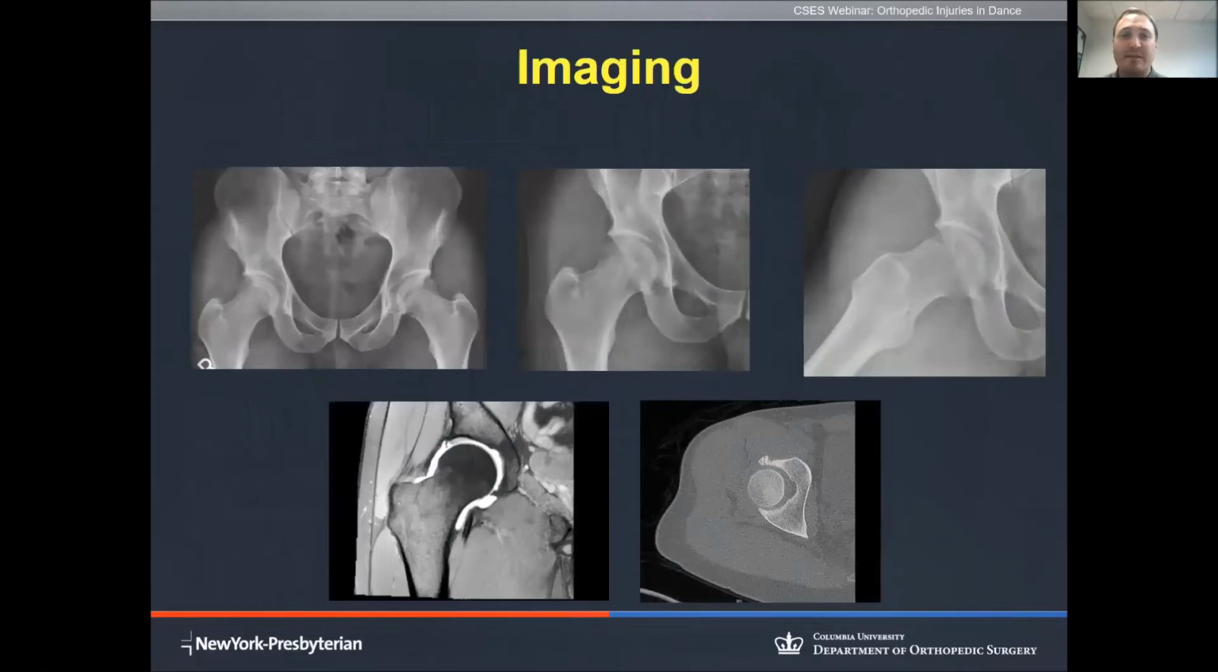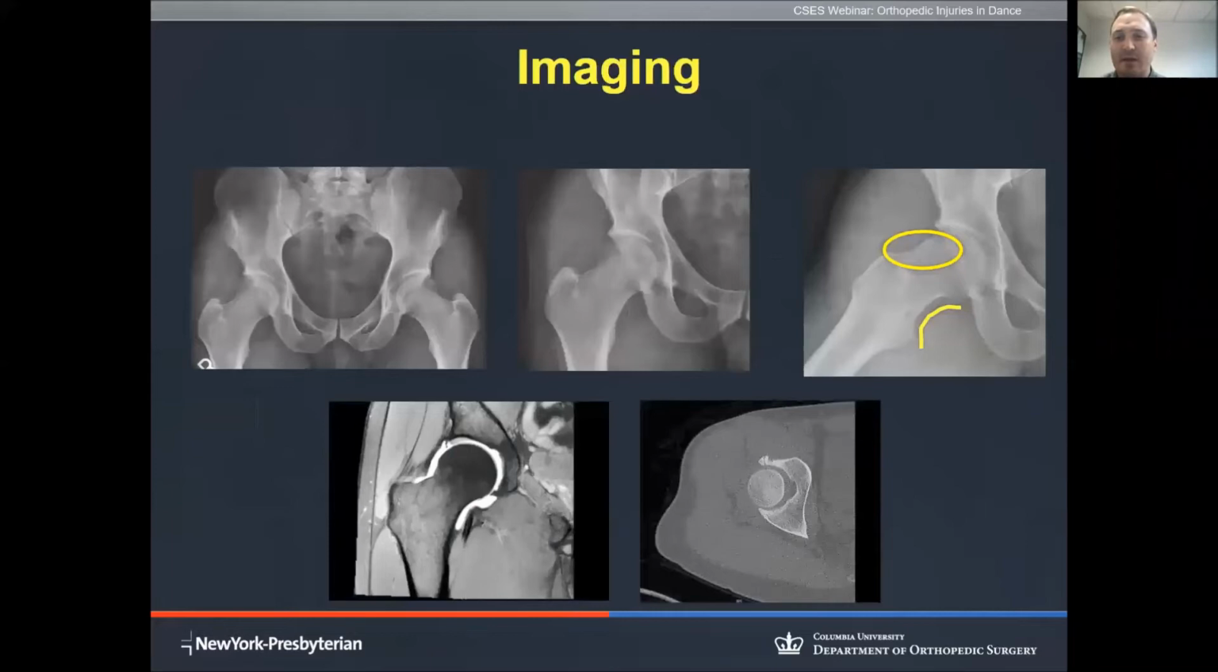And quite honestly, plain radiographs tell me far more about what's going on in these patients than what an MRI or a CT scan might show. And we'll typically get those for preoperative planning purposes. You can see on this x-ray on the right, this was a dancer that we had who had a prominent CAM lesion. And you see that there's no sphericity on the superior aspect of that femoral neck.